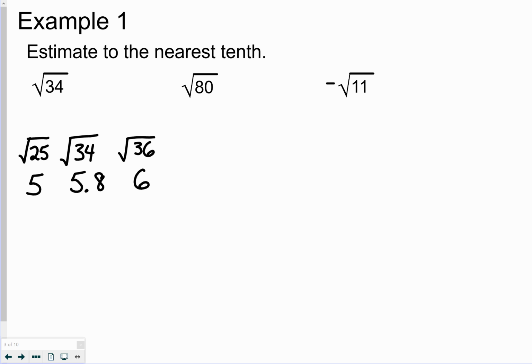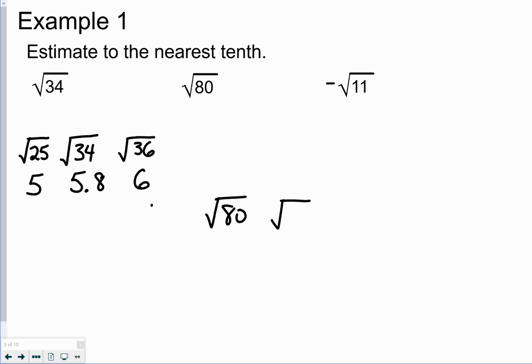Sorry? Somebody said what? You said 5 is close to 36, but the answer is supposed to be close to 36. So 34 is closer to 36, so the answer should be closer to 6. So if you put 5.5, 5.5 is right in the middle. All right? Let's do the square root of 80.